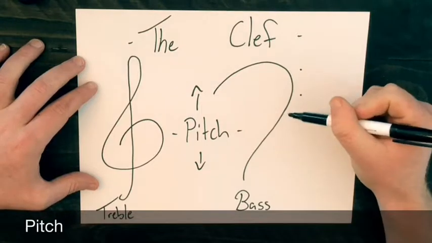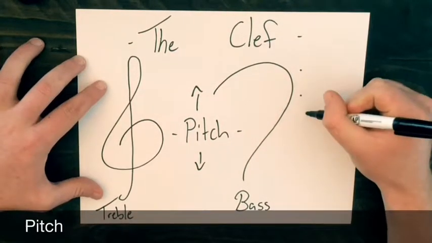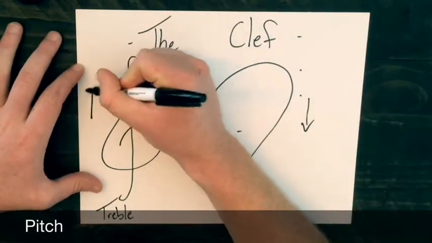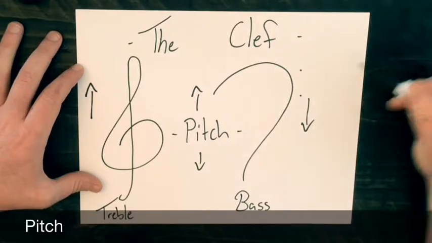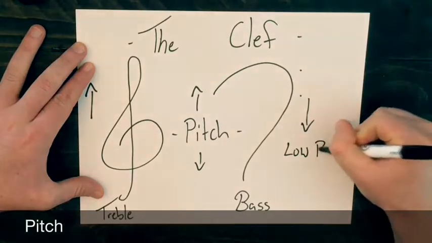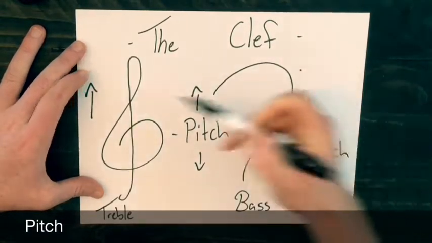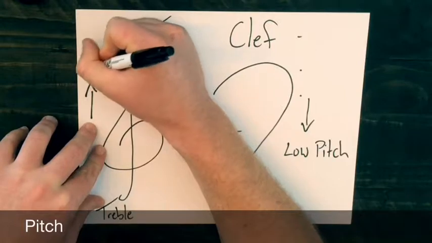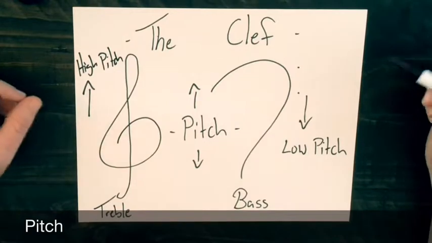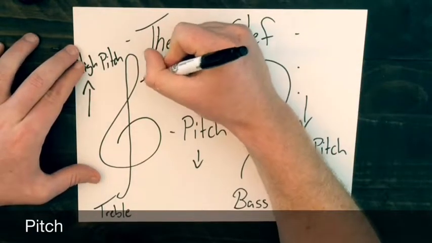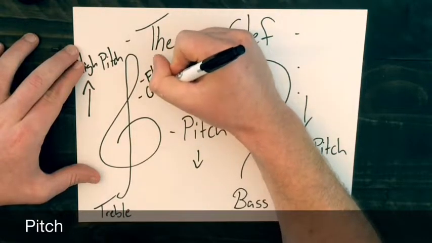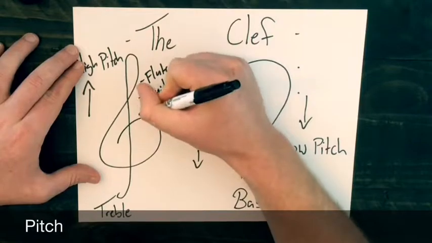So the next question to ask is, what do clefs have to do with pitch? Well, different instruments have different ranges. Some instruments have a high range and some instruments have a low range. So if your instrument has a low range, such as a bass or tuba, you're going to be playing off of the bass clef. If your instrument has a higher range, such as the flute or guitar, you are going to be dealing with the treble clef. So again, the treble clef deals with high-pitched instruments with a high range, such as the flute, the guitar, and even the clarinet.